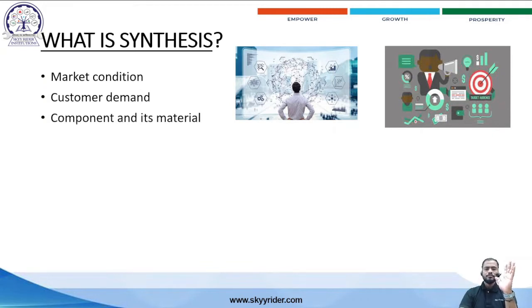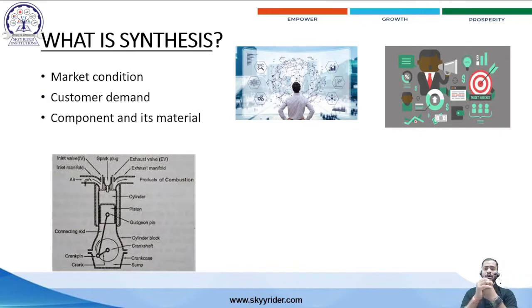Then we'll have components and materials: which components will be prepared for our manufacturing, how many types of components there will be, and what materials will be used, so that a fine product is generated, with analysis and everything matching, and also suitable for the customer demand and market condition.